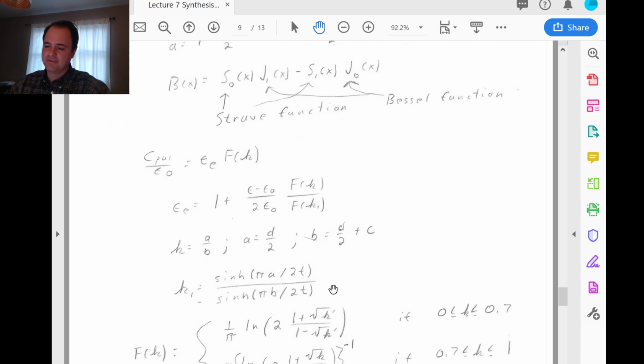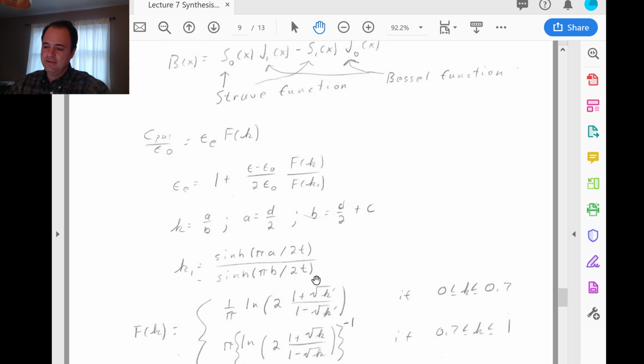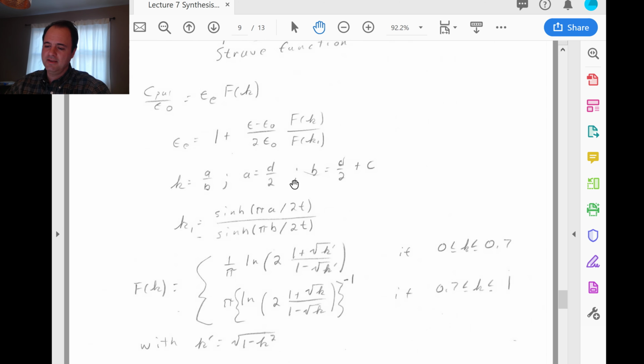D is the width between the slots. My K1 is given by hyperbolic sines. T is the thickness of the substrate. A and B are up above again. So we have K, we have K prime, and then we have finally the F of K right up here. K prime is equal to the square root of 1 minus K squared.